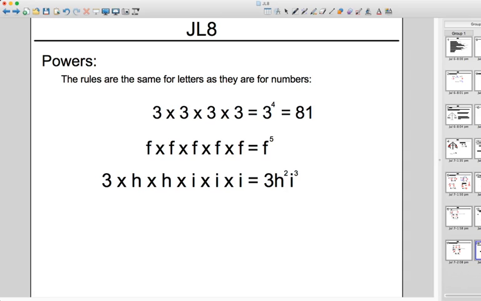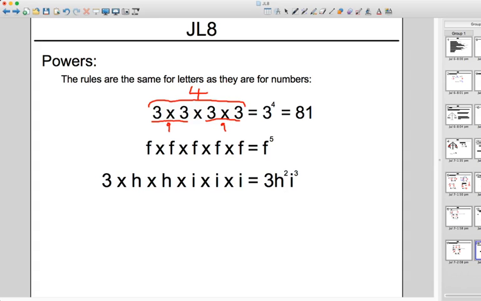Powers, again, I mentioned this briefly a second ago. Rules are for the same letters as they are for numbers. So I believe we did a little bit of this. 3 times 3 times 3 times 3 is equal to 3 to the power 4, because there are 4 3's there. And 3 to the power 4 is 81. The way you do that is saying, well, 3 times 3 is 9, 3 times 3 is 9, and 9 times 9, you should know, is 81.